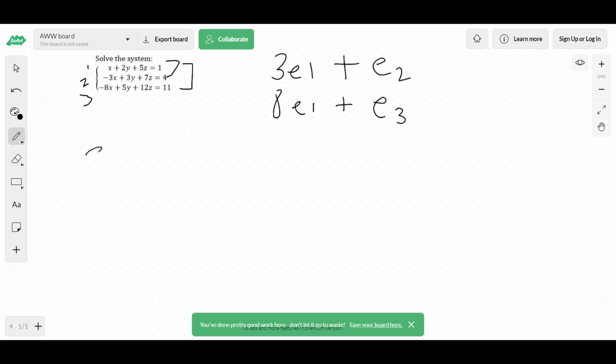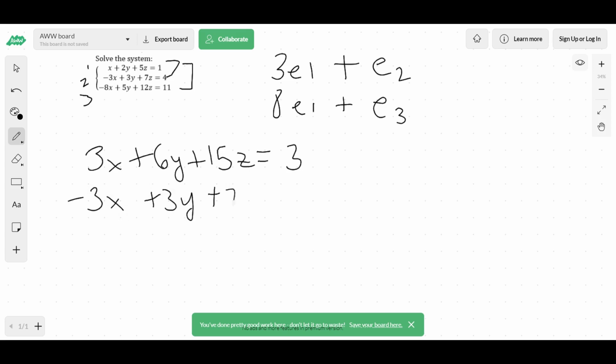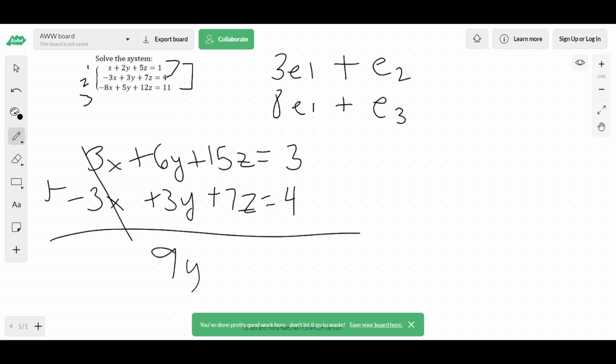So the first one would be 3x plus 6y plus 15z equals, well, that'd be 3. And we'd add that to this one, and I'm going to try to do that properly this time, because adding sometimes is difficult. Cancel, 9y plus 22z equals 7.